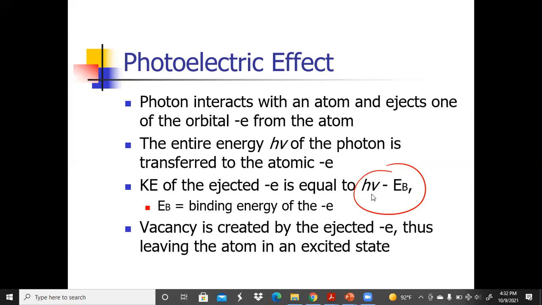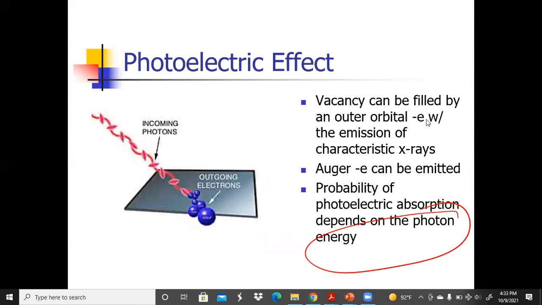In other words, it's going to say, hey, I've got all of this energy, I'm going to give it to you, and the electron is bound, so it has to give up some of that in order to be able to get out of the atom. So the vacancy is created by the ejected electron, thus leaving the atom in an excited state. The vacancy can be filled by an outer orbital electron with the emission of characteristic X-rays. The Auger electron can be emitted, and the probability of photoelectric absorption depends on the photon energy.